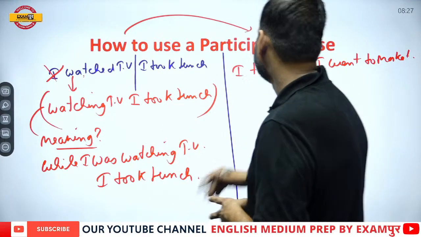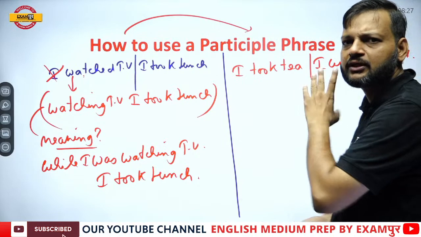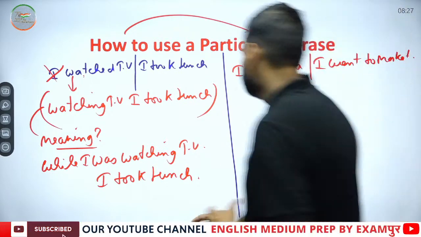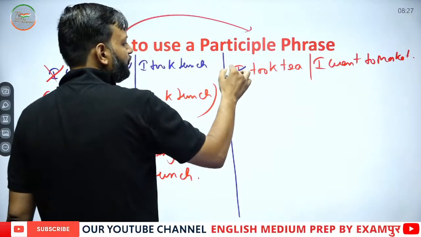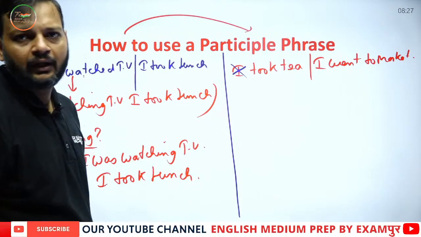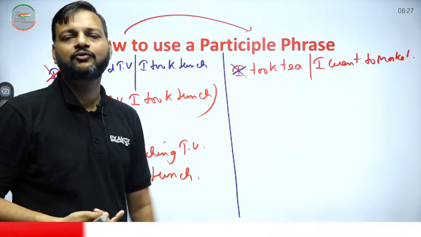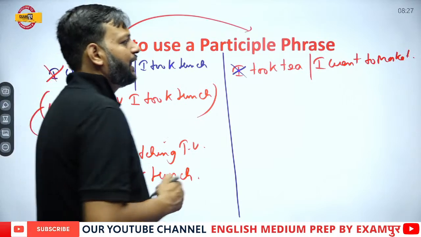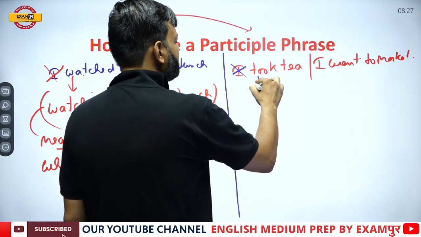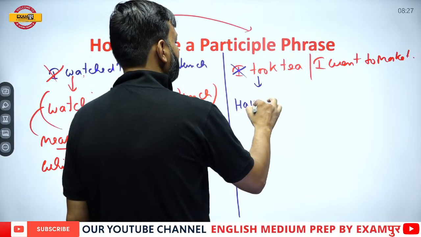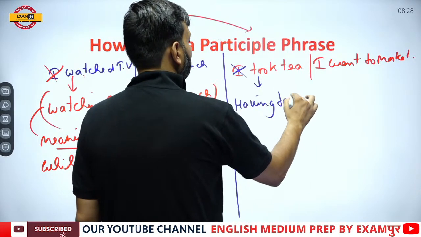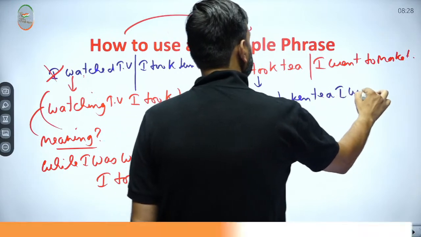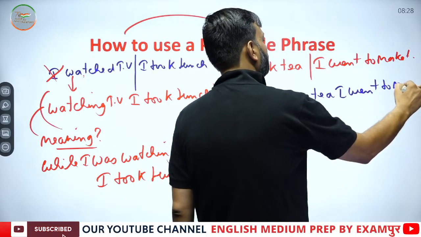Now the same is the process to use the perfect participle. Remove the subject and the helping verb. In this sentence, a helping verb is not there; if it were there, we would remove it also. So I took tea, I went to market. Remove the subject, change the main verb into perfect participle, that is, having taken tea, I went to market.